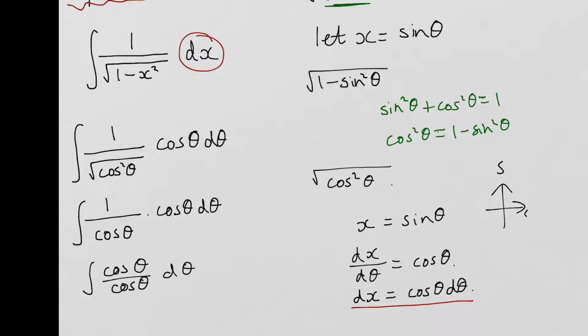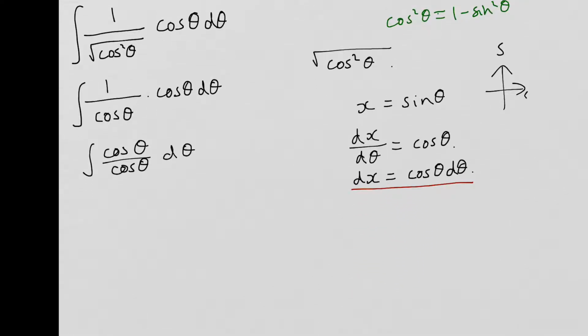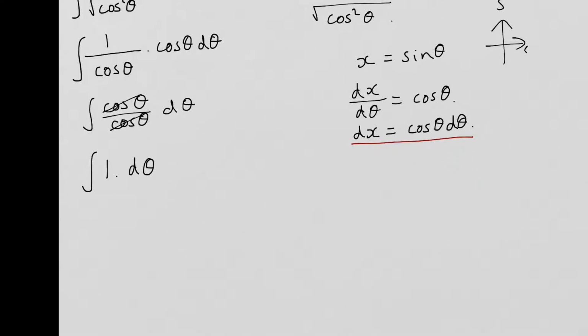well, they're going to cancel, aren't they? They're not going to cancel out completely to give me 0, okay? That's a common mistake at this point. They're going to cancel out to give me 1. So I'm going to integrate 1 with respect to theta. And that is going to give me theta, because obviously I'm integrating with respect to theta, plus c.